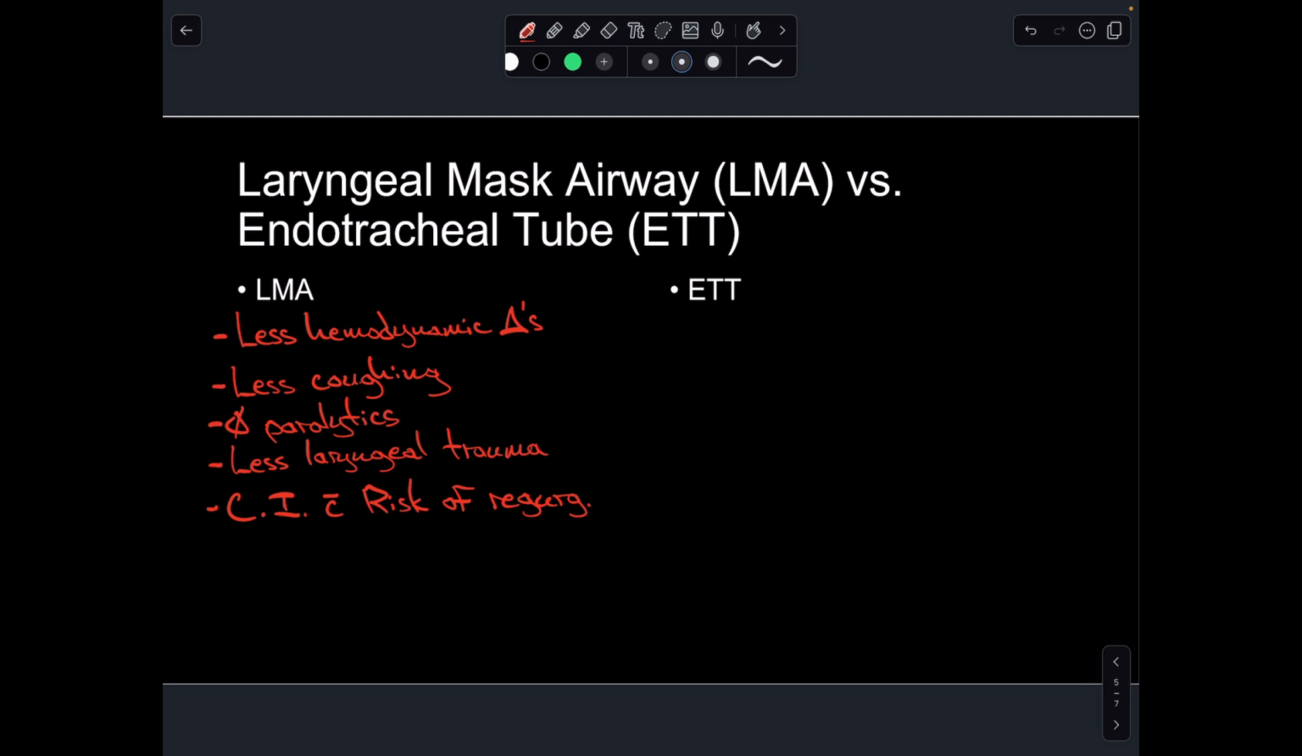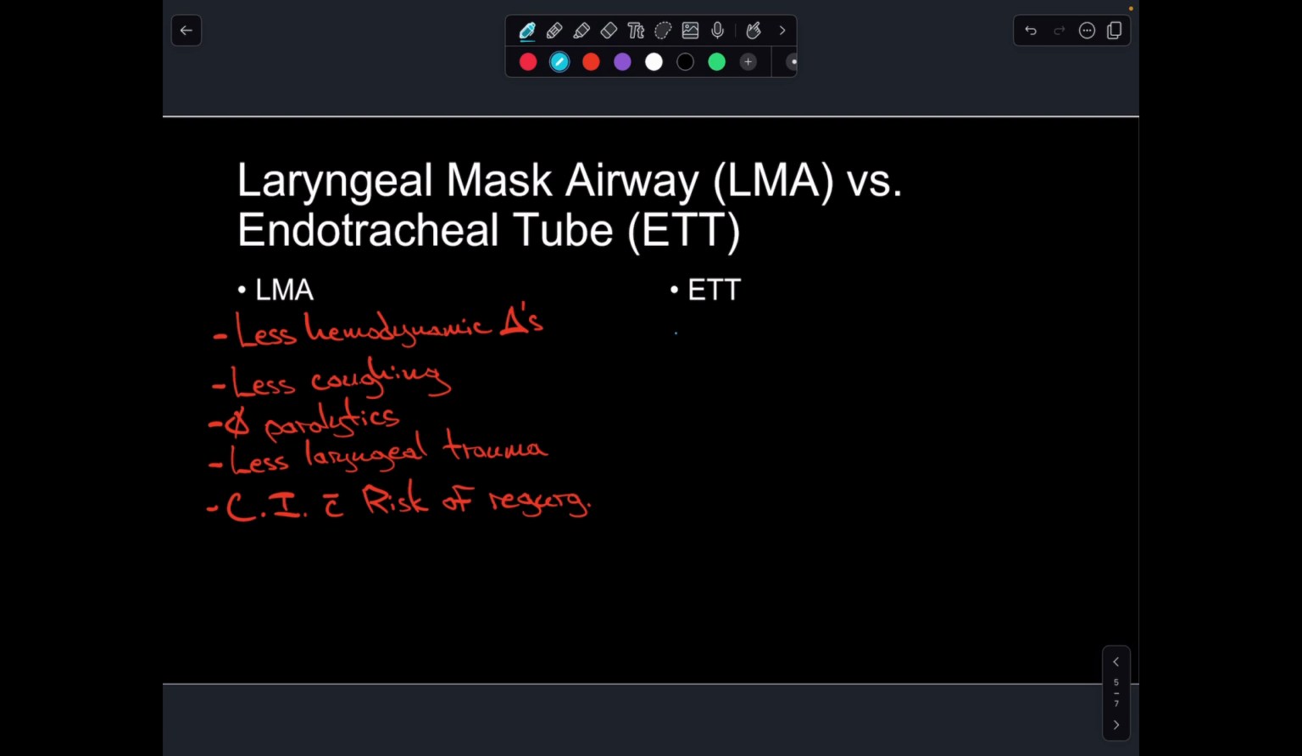So that could be in pregnant patients, that could be someone who recently just had a meal. Anybody who's undergoing an RSI is going to be using an endotracheal tube. Or anybody who's undergoing laparoscopic surgery, at least in the States, they'll all receive an endotracheal tube because the insufflation in the abdomen can cause an increased risk of regurgitation.